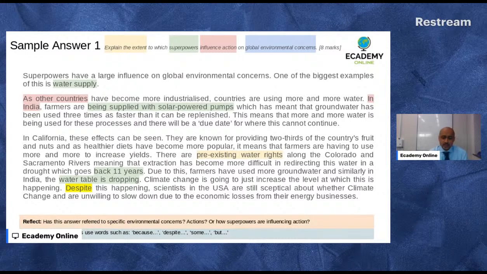Okay, so think about, has this answer referred to specific environmental concerns? Let me know in the chat. Do you think actions have been discussed, or how superpowers are influencing action? So let's have a look at this first of all. So has this answer referred to specific environmental concerns? If you can let me know in the chat what you think.